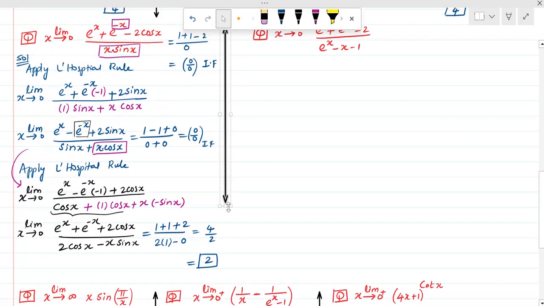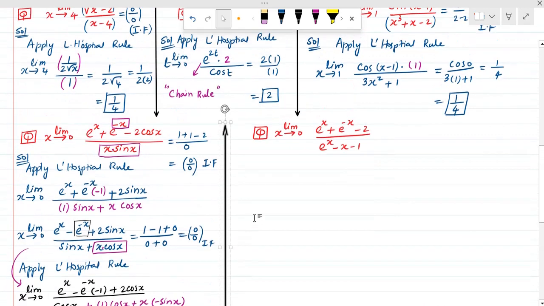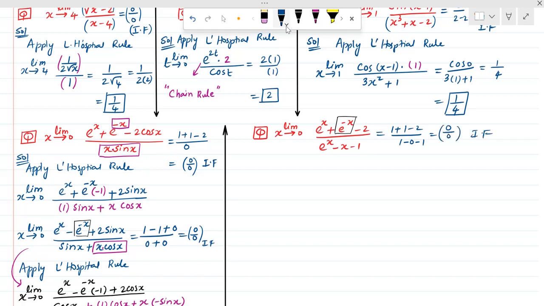Now let us go to the next problem. We will see what happened. Limit x approaches 0, e to the power x plus e to the power minus x. Here also the same thing we will do. When you differentiate this part, you have to apply the chain rule. Let us go. So here it is 0, it is 1 plus 1 minus 2 over 1 minus 0 minus 1. So it is 0 over 0, which is an indeterminate form. Now apply the rule. So what is the rule here?